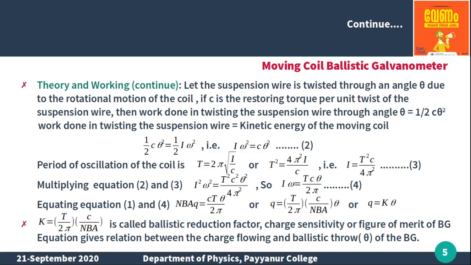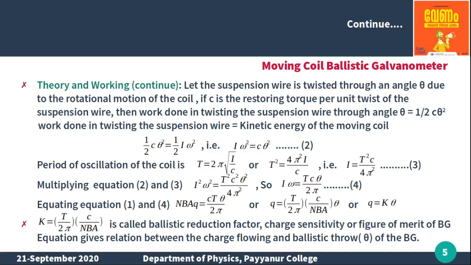If the suspension wire is twisted through an angle theta due to the rotational motion of the coil, there will be a restoring torque developed in the suspension wire, due to the spring that we have attached at the bottom, that will make that rotation stop at a vertical point. Okay.